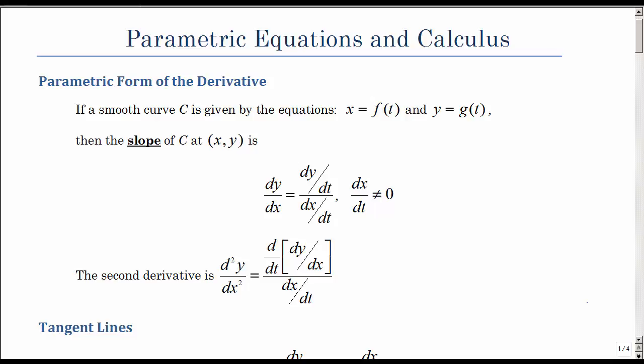In the previous video, we derived the slope of a curve at a point being dy/dt over dx/dt, meaning the first derivative of a set of parametric equations is given by this formula as long as dx/dt does not equal 0. We also derived our second derivative, and that is the derivative with respect to t of our first derivative divided by dx/dt. In the following examples, we're going to practice applying those two formulas.